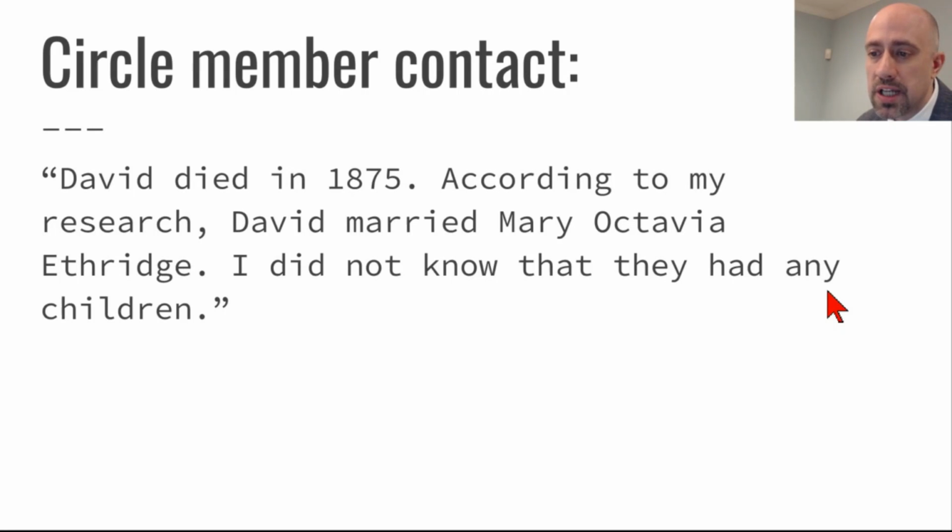According to my research, David married Mary Octavia Etheridge, Minnie O. I did not know that they had any children. And these two ancestors died very young, so they left very little in the way of any kind of paper trail. David died before he reached 23 years of age.